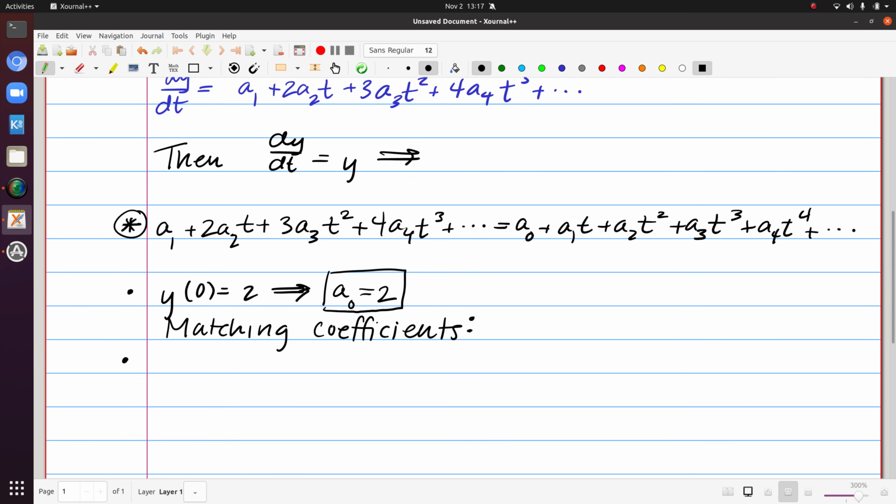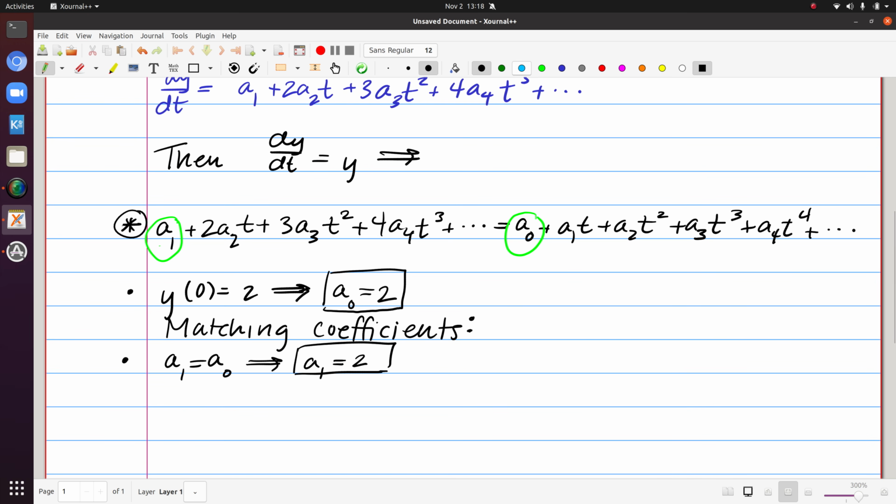When I start, I'm going to take the constant coefficients on each side. The constant term on the left is a1, and the constant term on the right is a sub 0. So it must be that a1 is equal to a sub 0. And at this point, we know a sub 0 is 2. So if a1 is equal to a sub 0 and a sub 0 is 2, it must be that a1 is 2.